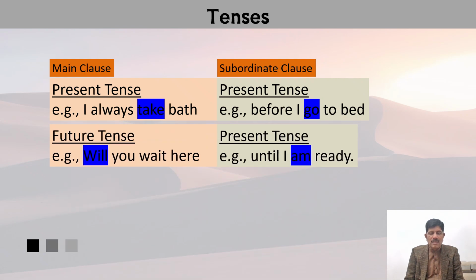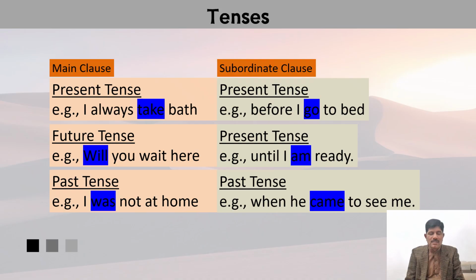If the main clause is in a future tense, subordinate clause again takes present tense. Future never takes future with it. For example, will you wait here until I'm ready? So you observe simple future in the main clause and simple present in the subordinate clause.